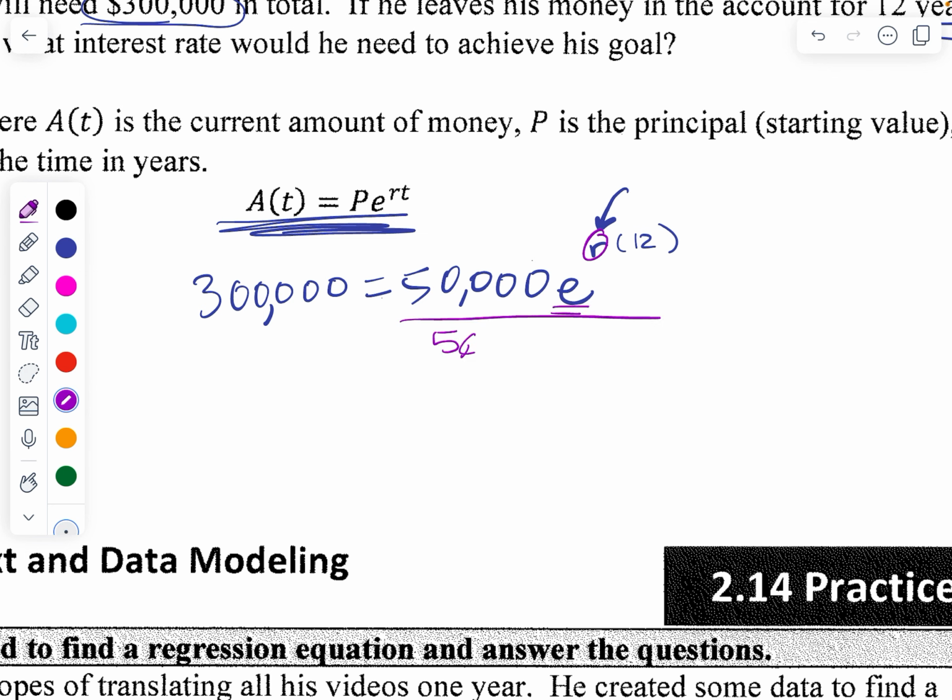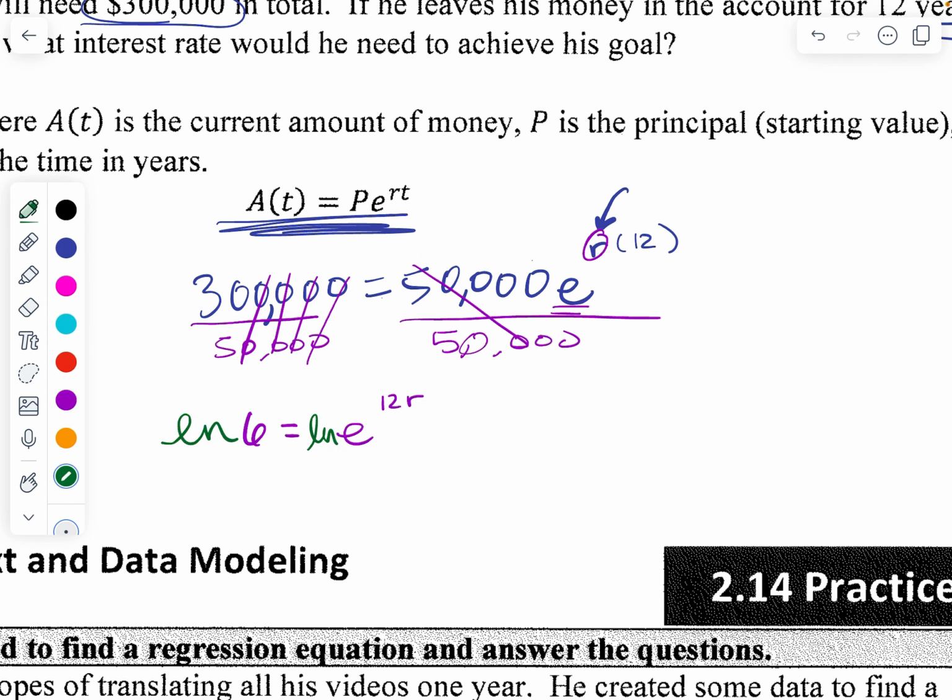And then we've got 6 equals E to the 12 times R. Take the natural log of both sides, and we get 12R equals the natural log of 6. Divide both sides by 12. Plug that into your calculator, and we get R is approximately 0.149, which is equal to 14.9%, which is actually a pretty high rate of investment.